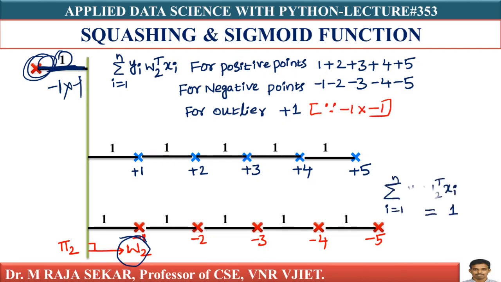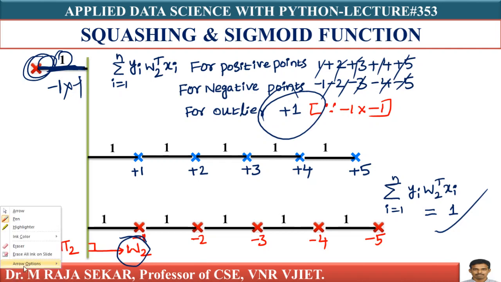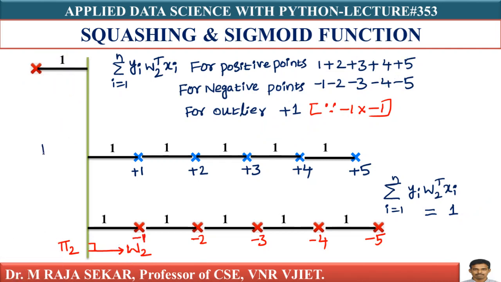If I keep on adding all these distances, what will you get? If I add sigma i equal to 1 to n, Yi into W transpose Xi, these things will get cancelled. I will be left with only plus 1. Plus 1 means what? It is greater than 0. If it is greater than 0, I can say that this particular pi 2 is minus 1. Here I am getting minus 1. What is this minus 1?